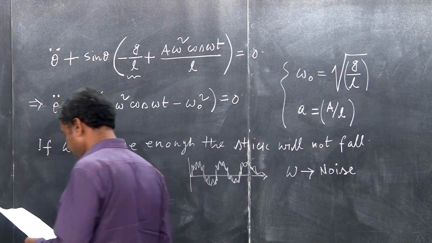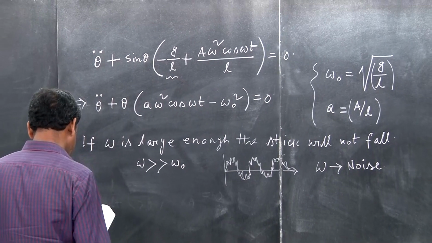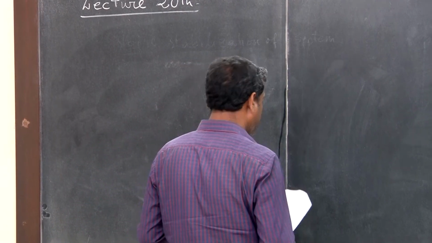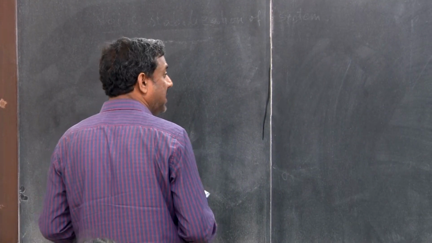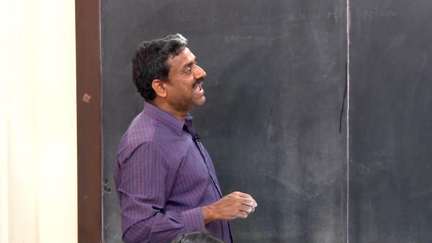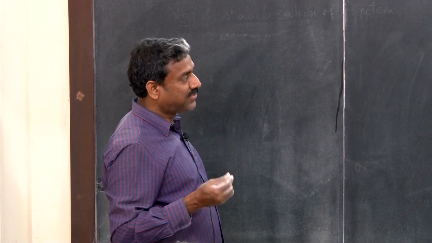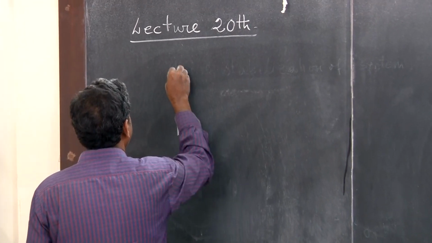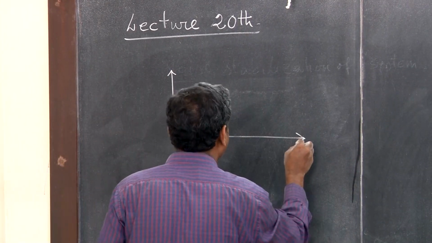Another thing: this phenomenon we have to explain analytically. We can solve the equation by substituting various values of g and L, and for different values of omega. I will show you the behavior with time for two different values of omega.